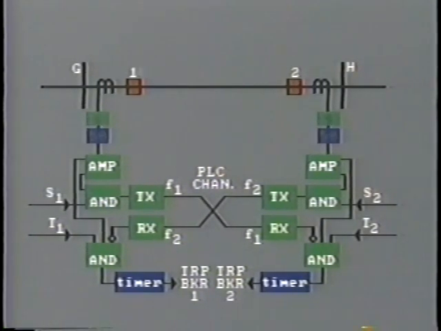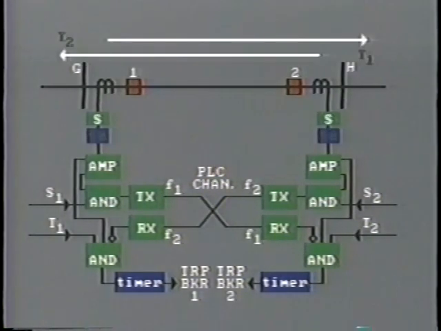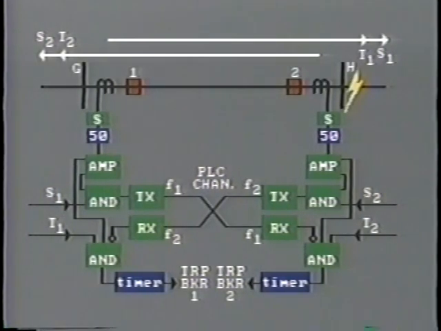The overcurrent relays are set up like this. The trip relay is set to overreach into the adjacent line. This is the element which is used for tripping. The starter relay is set to overreach further into the adjacent section, and this is operated without time delay to start the transmitter. So let's look at an example where the fault is to the right of bus H, but close in.